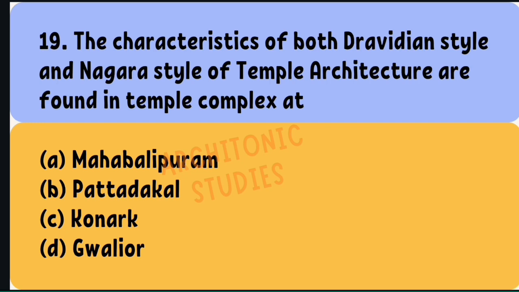The characteristics of both Dravida style and Nagara style of temple architecture are found in the temple complex at: Mahabalipuram, Pattadakal, Konark and Gwalior. And the answer is the B, Pattadakal.